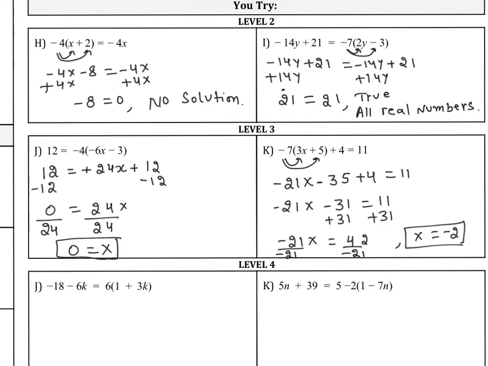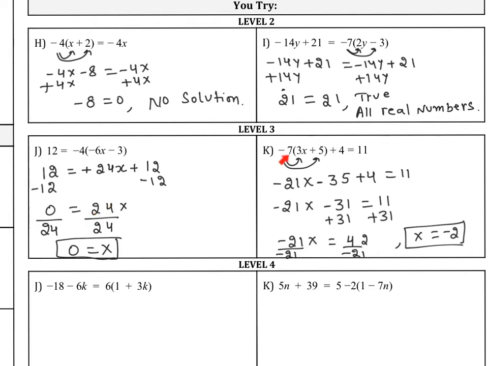Now isolate the variable. Subtract 12 on both sides. This side will be 0 and this side cancels. So 0 equals 24x. Then divide by 24 on both sides. 0 divided by any number is 0. So x equals 0. The 24 and 24 cancel.